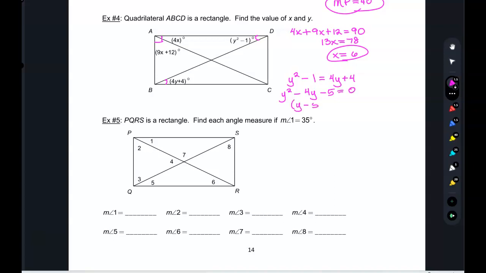Okay, so y minus 5 and y plus 1. Good. Now, can y be equal to negative 1? If I plug in negative 1, I'll get negative 4 plus 4, that's 0. Can I have an angle that's 0 degrees? No, so we're going to just cross off the negative 1, and then we'll just circle the y equals 5.